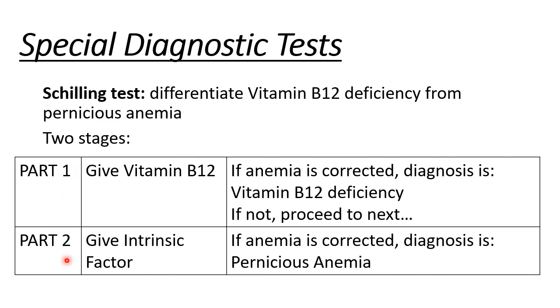We have two stages. Okay? Sa part 1, magbigay ka muna ng vitamin B12 supplementation kay patient. If na-correct yung anemia niya, no, ibig sabihin, kulang lang talaga siya sa vitamin B12 or vitamin B12 deficiency. If hindi na-correct ang anemia, you proceed to next stage, which is the part 2. You give intrinsic factor. In this stage, kapag na-correct na yung ating anemia, ibig sabihin pernicious anemia ang final diagnosis. Because in pernicious anemia, meron kang antibodies targeting intrinsic factor. So, mababa ang levels mo na intrinsic factor in pernicious anemia.